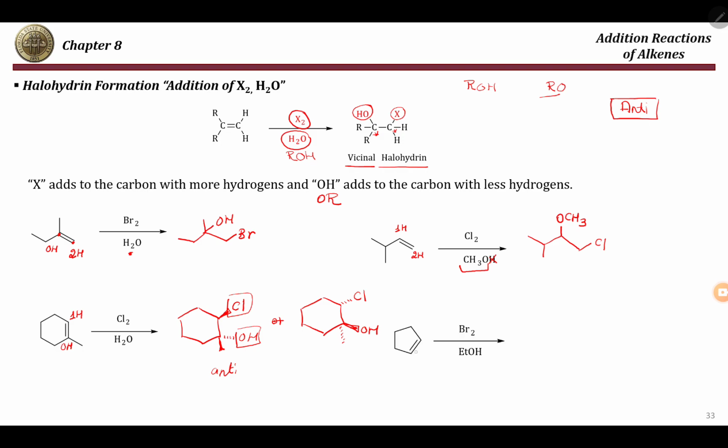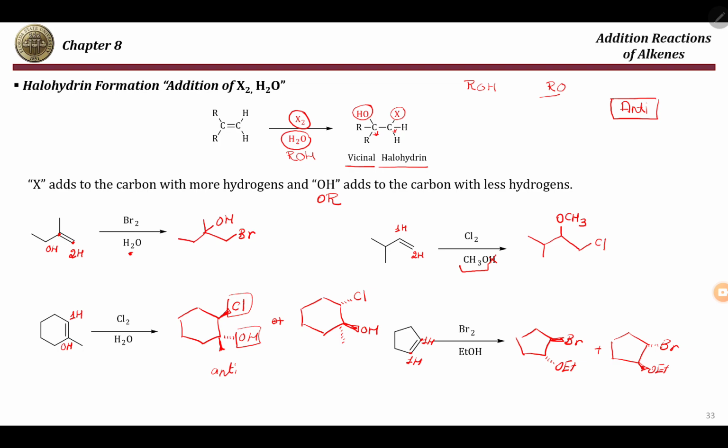This is the last example. Here it doesn't really matter, because this carbon has one hydrogen, this carbon has only one hydrogen, so it doesn't really matter where you add your Br. This is going to be my Br, and this is going to be my O-ethyl group, ethoxy group. And of course you can also add the other product, which is the dashed Br with the wedged O-ethyl. So it's a simple reaction.